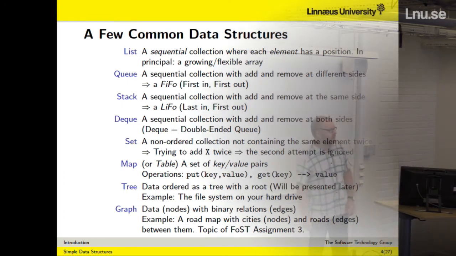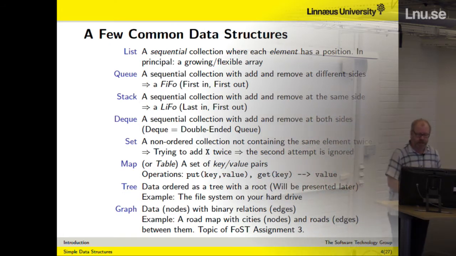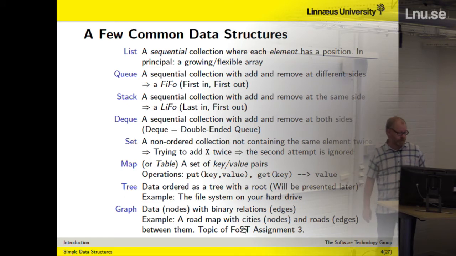A tree is one way of organizing data. You have seen your file system, it's organized as a tree with C colon as the root element, and then it has branches. It gives quick access. And a graph is another data structure. We have nodes and edges. For example, a road map with cities, then the nodes are the cities and the roads connecting them are the edges. This will be the topic of the third assignment in this course.